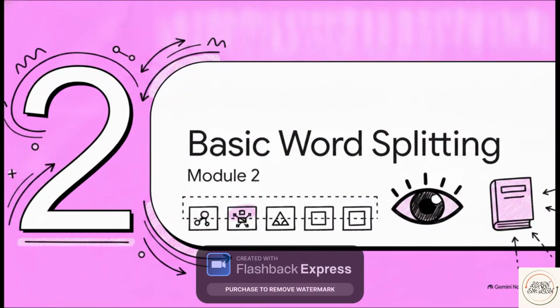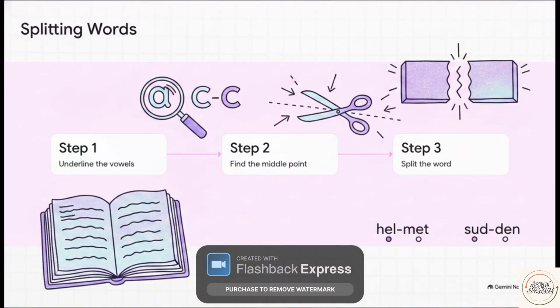You've got the rhythm down perfectly, so let's move right into Module 2, Basic Word Splitting Training. Here is your foundational maneuver. Step 1, identify and underline the vowels. These vowels, they're your anchors. Once you've got them, step 2 is finding the exact middle point between those 2 vowels. And step 3, just jump right in and split that word.